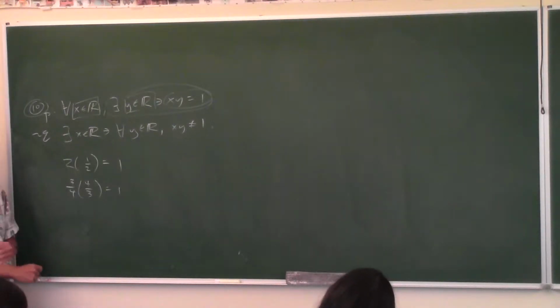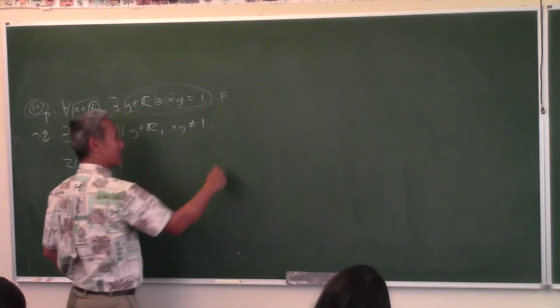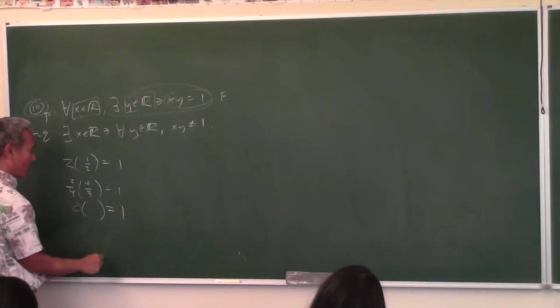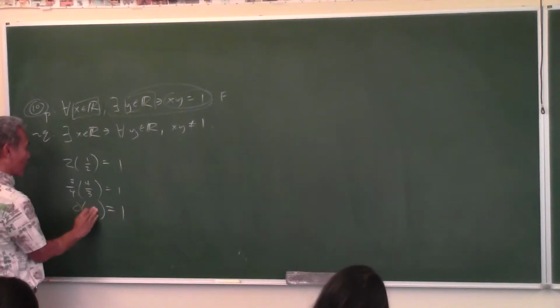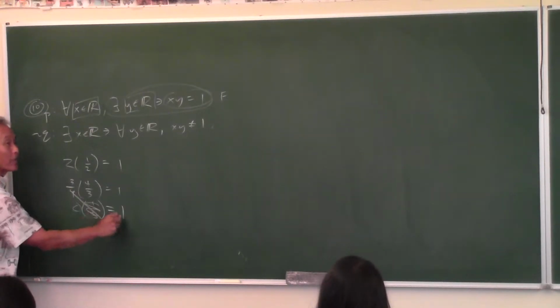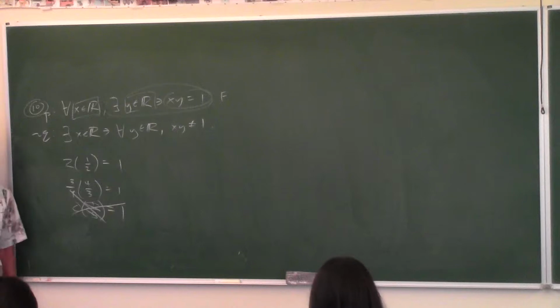No. The answer is false. Somebody give me the counterexample. 0. What do I multiply 0 by to get 1? And don't say undefined. 1 over 0. Cancel out the zeros. No can. So that's why it's false.